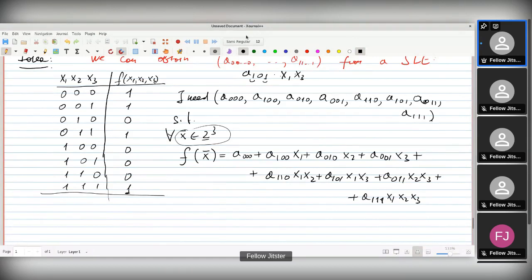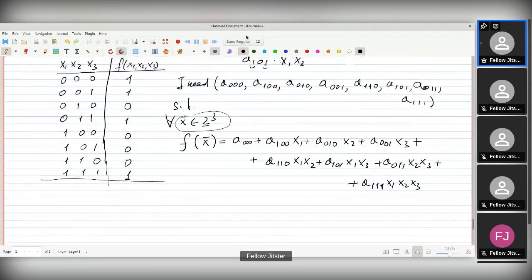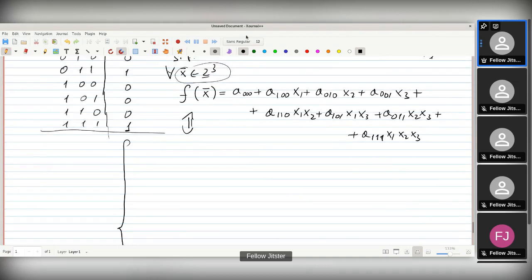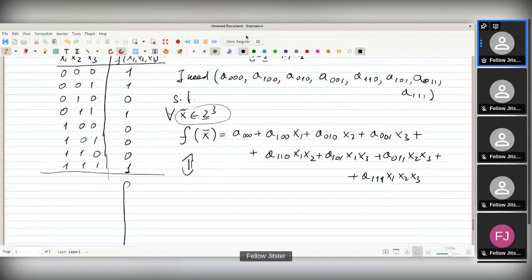But there are just 8 values of x here. That means that I have a finite system of equations. A finite system of linear equations. Let us write them down.